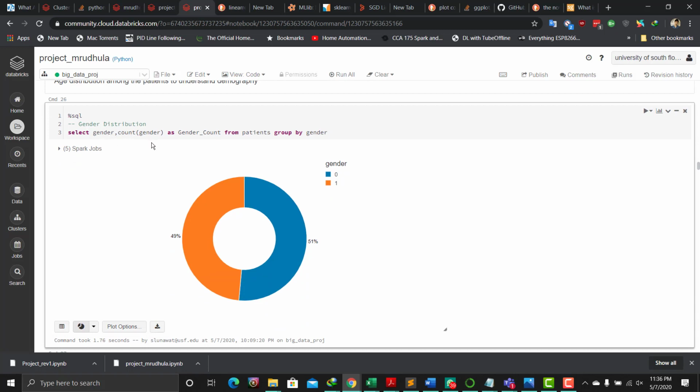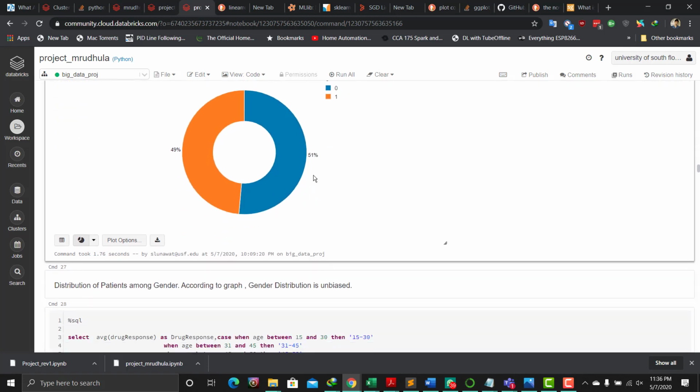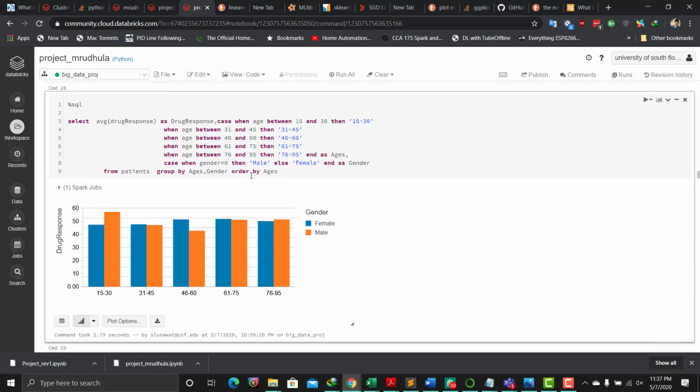We have taken the count of the gender from the patient's table here. We can see that our data is basically equally divided between both of the genders. So we have 51% males and 49% females. So next is the drug response versus the age and the gender distribution. From the graph, we can see that the drug response is equally divided across all of the ages, and the distribution is also equally divided between males and females.